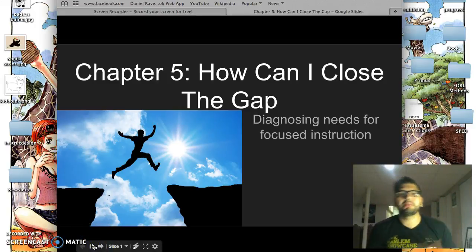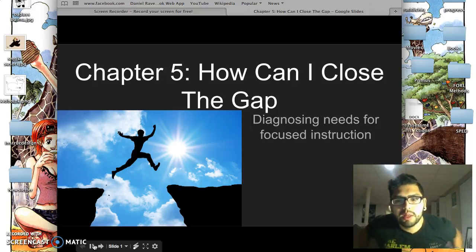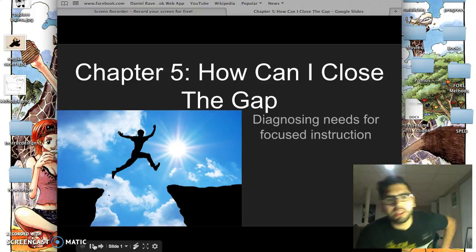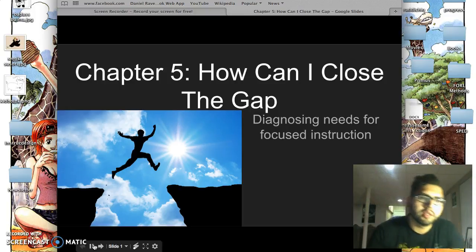I chose Chapter 5, How Can I Close the Gap? Diagnosing the Needs for Focused Instruction. And this is just kind of preventing our students from falling into traps between point A and point B.